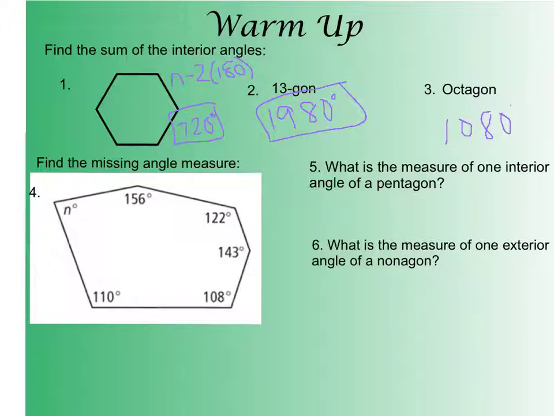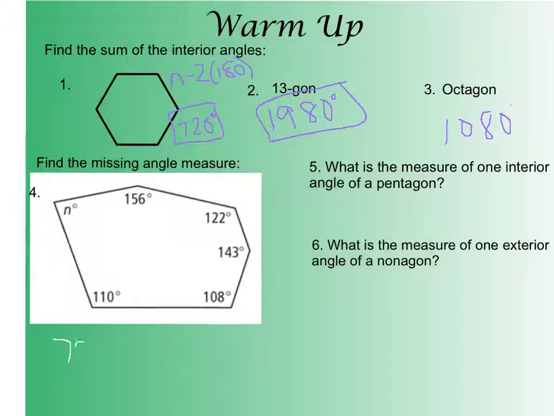1,080 degrees. For question number 4, I first need to figure out what the sum of all of my interior angles is going to be. So I see that I have a 6-sided figure, and we actually just determined in number 1 that I need 720 total degrees.